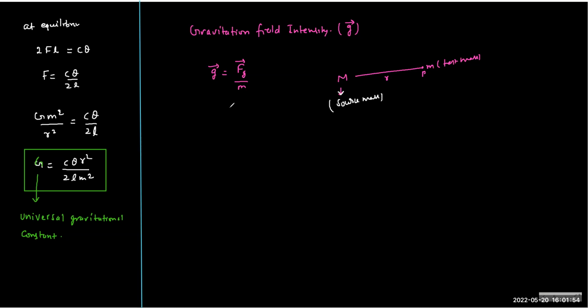So the g developed by the source mass will be, in vector form, minus GM by R cube into R vector. Why minus? Because it is going to be attractive. So basically, the force vector, how do we write?